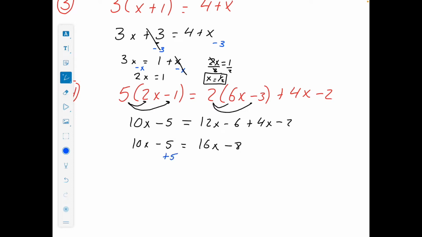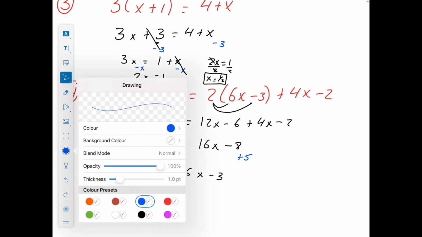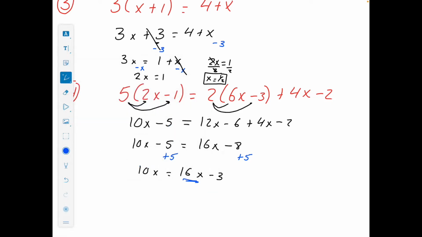So first problem here, we get rid of this minus 5. To get rid of a minus 5, we want to make it 0, so you need to add 5. So we'll add 5 to this side, so we'll need to do the same thing to that side. So then we'll end up with 10x is equal to 16x, minus 8 plus 5 will be minus 3. Now we're nearly there, but we have an x at this side that we don't really want.